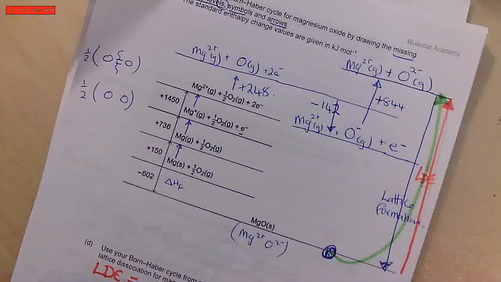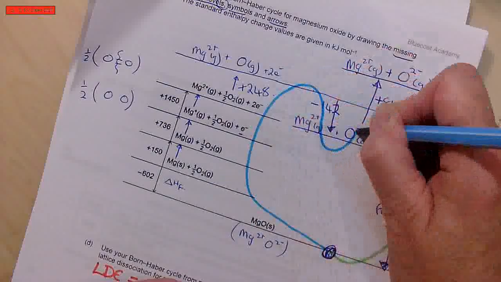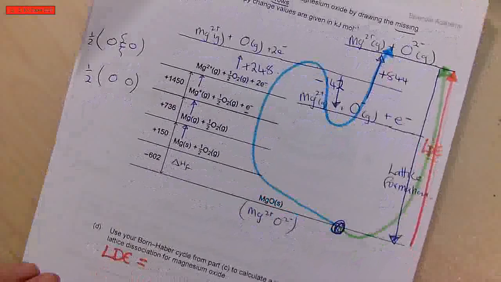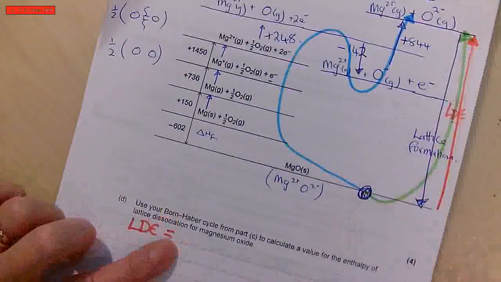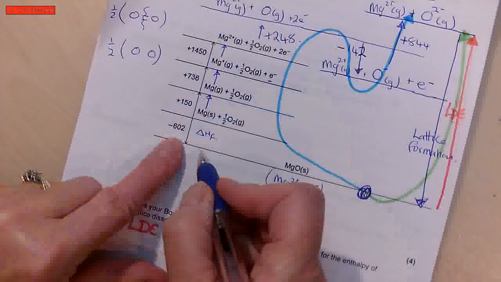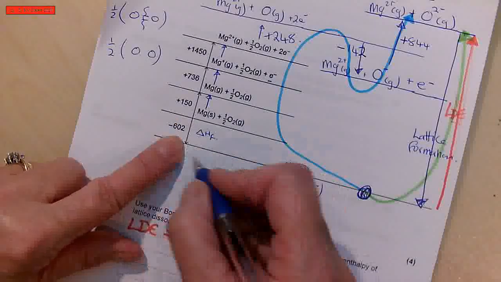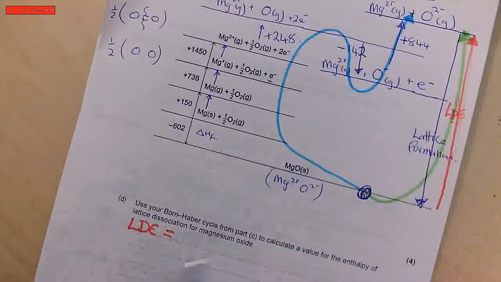The other route is to go this way. I'm going to use a different colour, blue. I'm going to go this way round the cycle to get to the same finishing point. Okay, now this is the interesting bit. Lattice dissociation enthalpy to get to there is equal to, and I'm starting from here, so I'm going up this way. Now you can see I'm going against this arrow, so I want the arrows to point the same way.